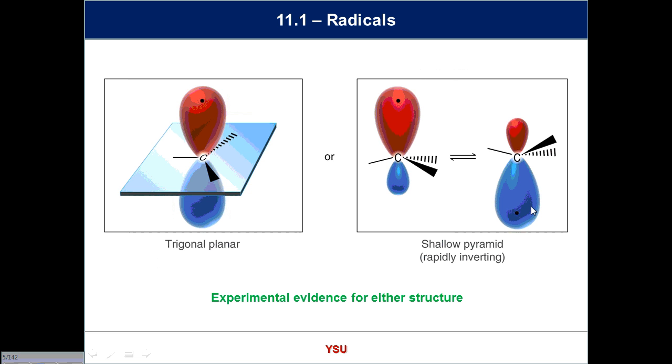We now have to worry about what a radical looks like. If you can break a bond to carbon and give it 1 spare electron, where's it going to be? What's the orbital going to look like? And what shape will it be?